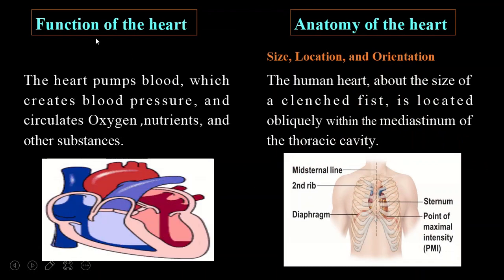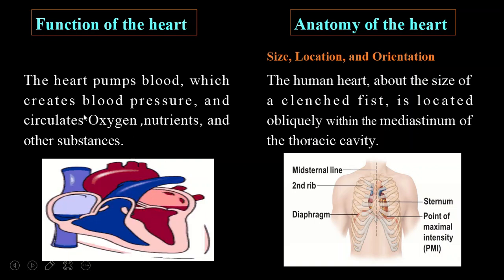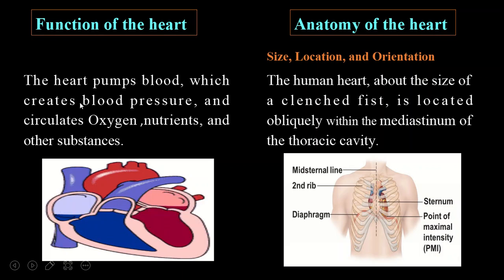So what is the function of the heart? So the heart pumps blood. So this is the heart, and it pumps blood, which creates blood pressure, and that pump of the blood creates the blood pressure and circulates oxygen, nutrients, and other substances.